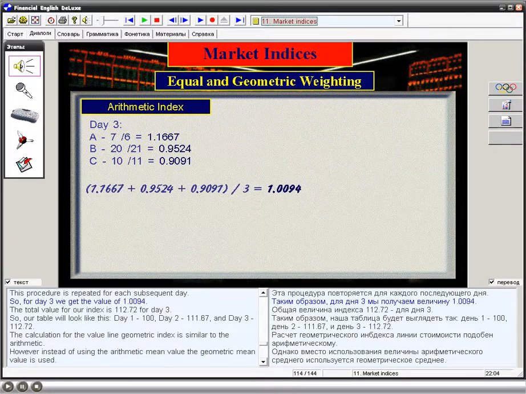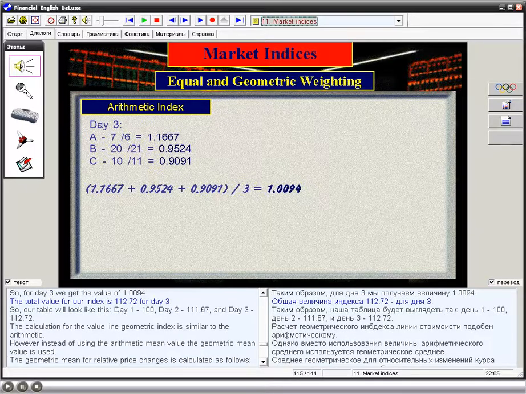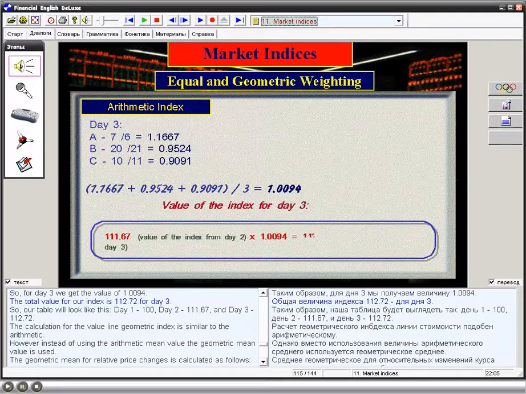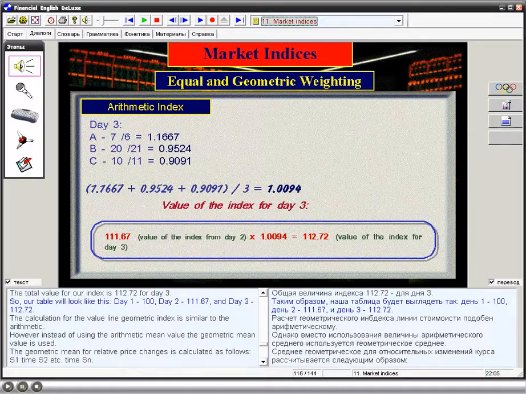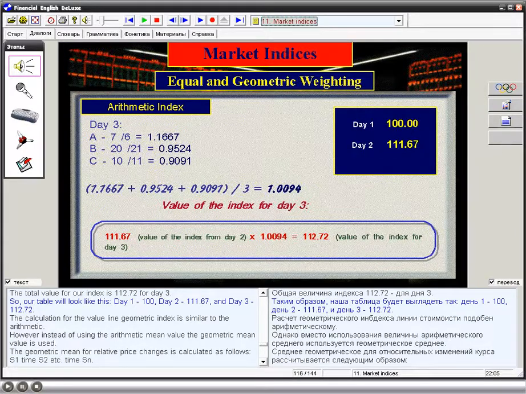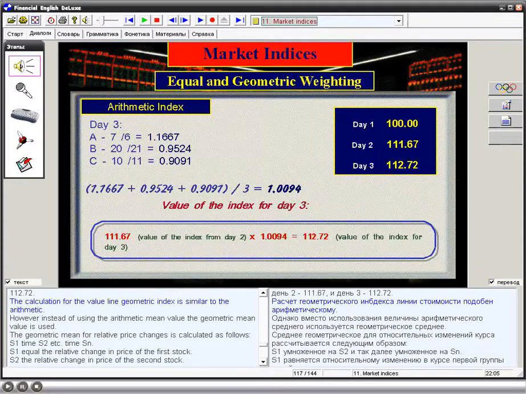So for day 3, we get the value of 1.0094. The total value for our index is 112.72 for day 3. So our table will look like this. Day 1, 100, day 2, 111.67, and day 3, 112.72.